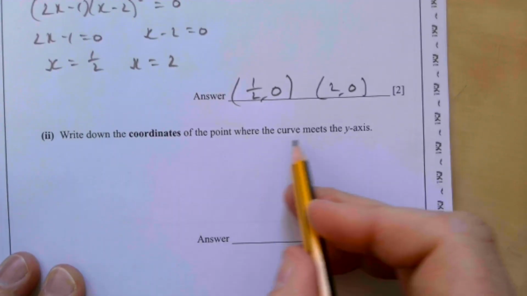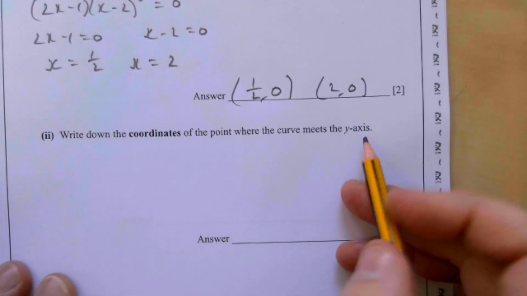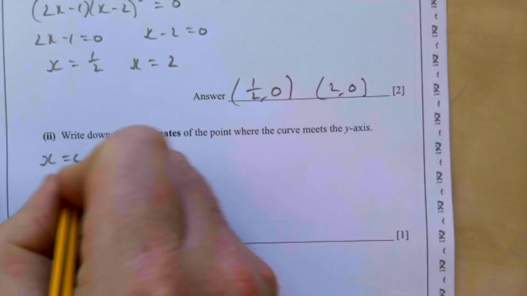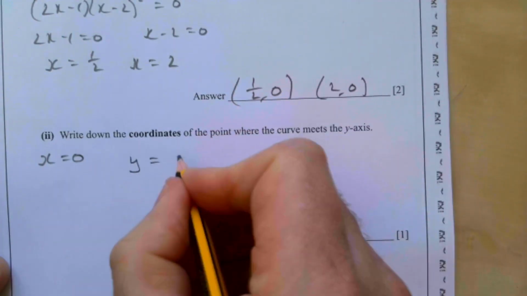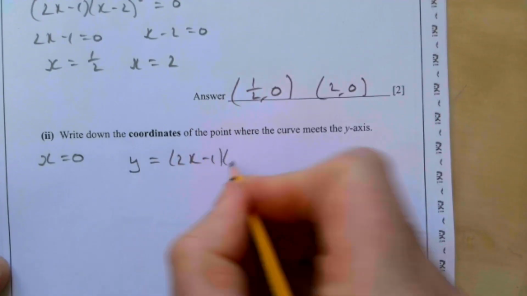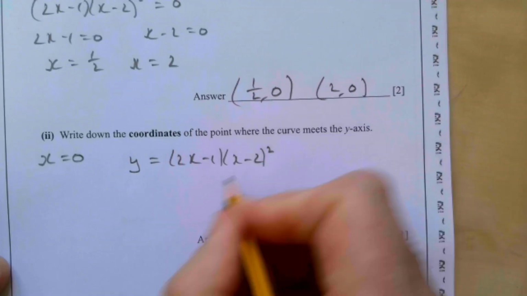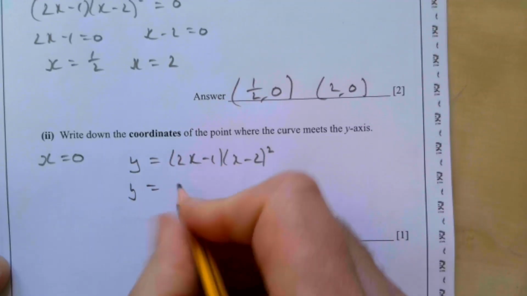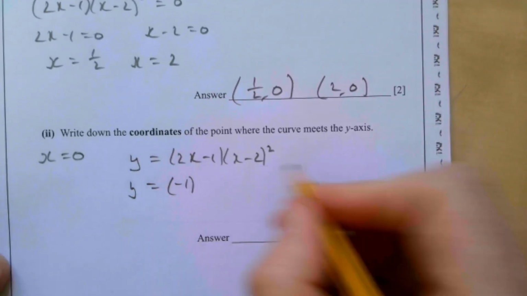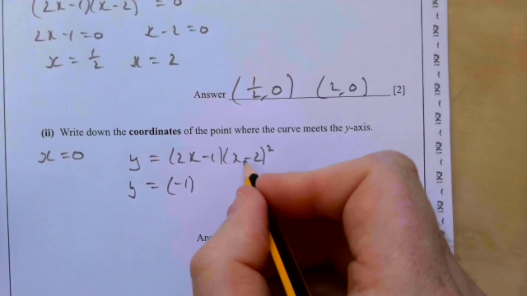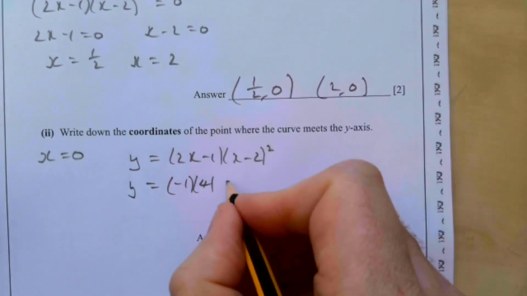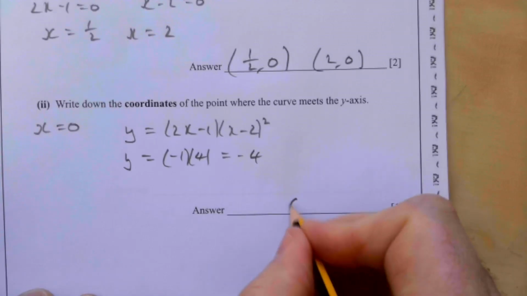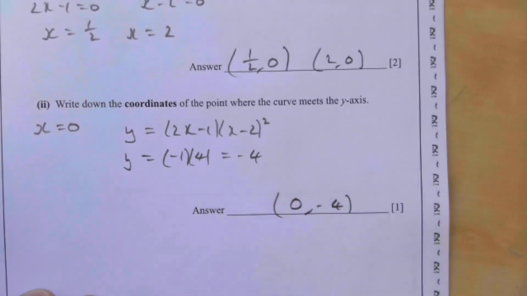Write down the coordinates of the point where the curve meets the y-axis. So it cuts the y-axis whenever x equals 0, and so we need to sub 0 into this. So y equals 2x minus 1 over x minus 2 all squared. If I sub in 0 here, I get minus 1 here. You could multiply the whole thing out; you might feel more comfortable doing that. And then minus 2 squared is going to be 4. So that's going to be minus 4. So that's the point 0, minus 4. That's quite unusual for one of these questions, but that's okay. So we have those.